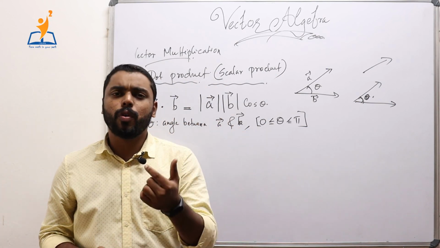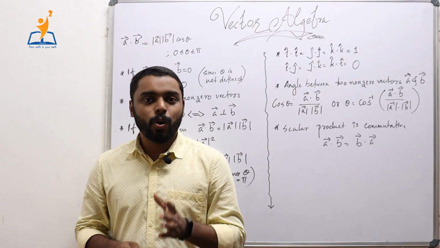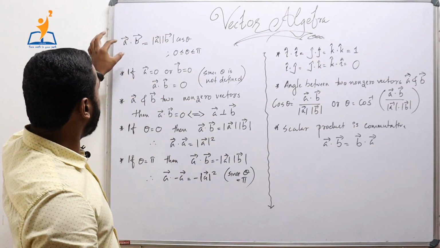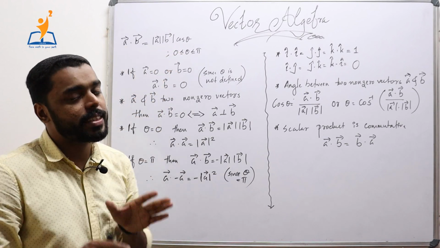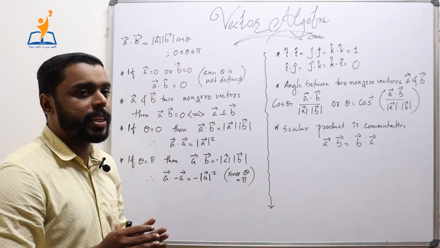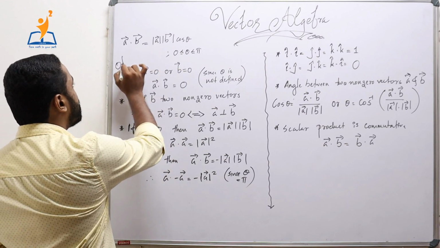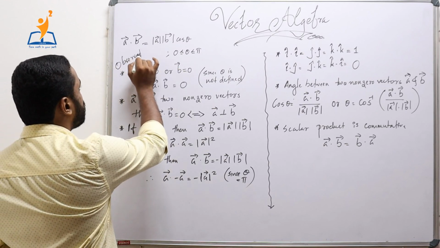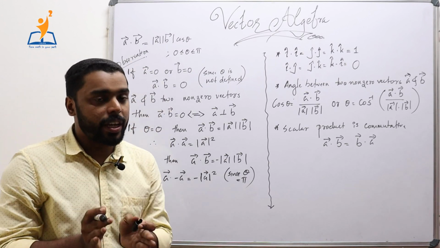Now we shall move on to some observations regarding this dot product. We have already defined a dot b as mod a mod b cos theta, where theta is the angle between the two vectors and 0 is less than or equal to theta less than or equal to pi. On the basis of this we shall have some observations. These observations are very important, so watch carefully.